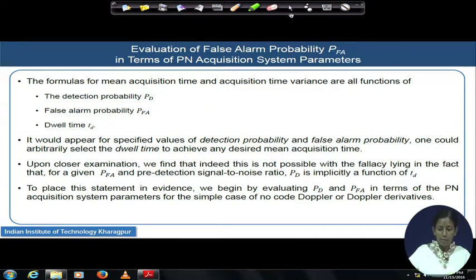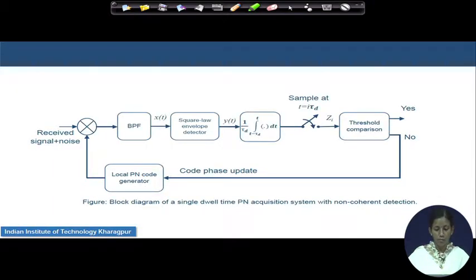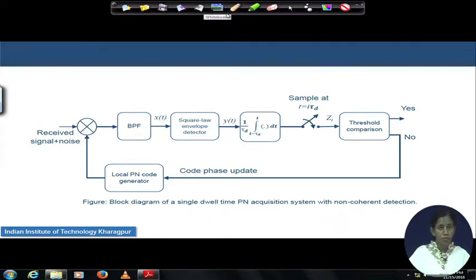We will consider a system to continue to derive the expression. This is the block diagram of the single dwell time PN acquisition system, and it is based on a non-coherent detector. Remember, as discussed in the last module, if it is a non-coherent detector, you do not know anything about the phase ambiguity of the carriers.